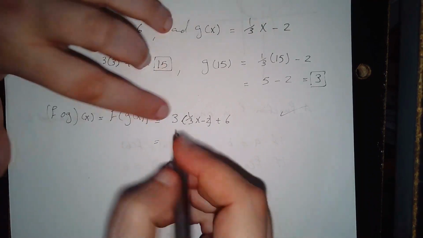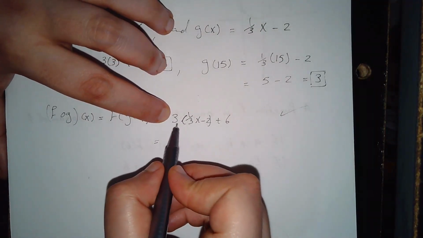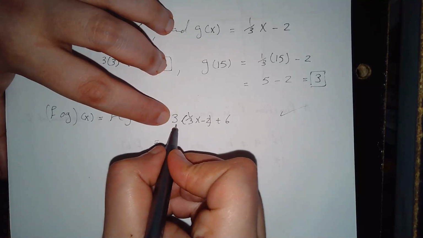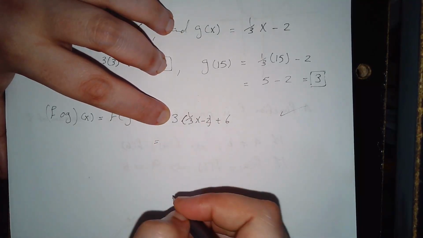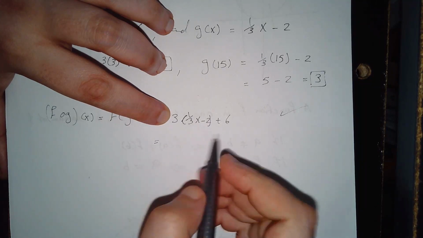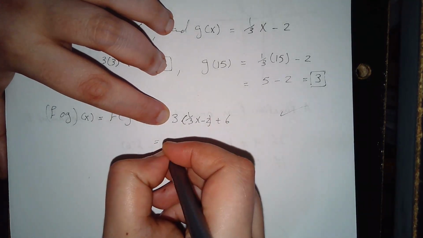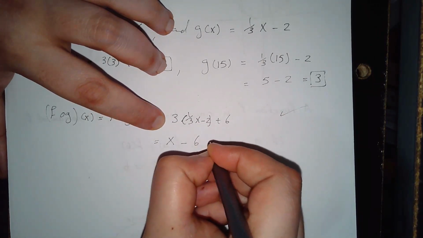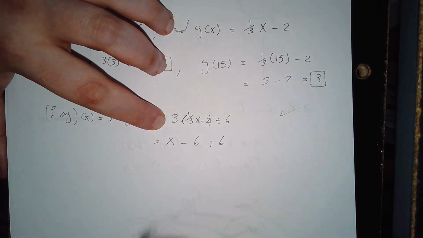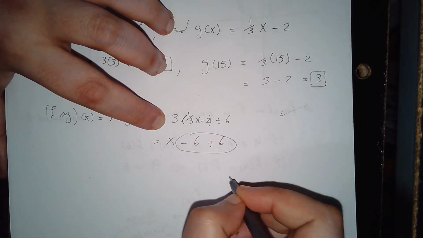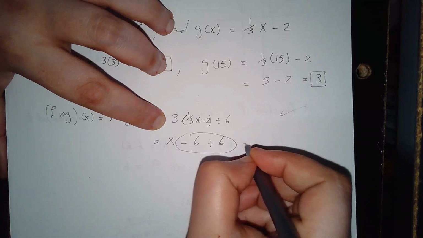Now we solve. We have a 3, which is a multiplication between this 3 and the pair of parentheses over here. So 3 times a third, they cancel, so forget about those. And then 3 times the negative 2 gives you a negative 6. So you end up with x minus 6 plus 6. And then these two add up to what? To 0, right? So the answer is x.